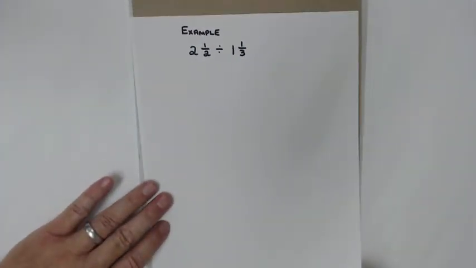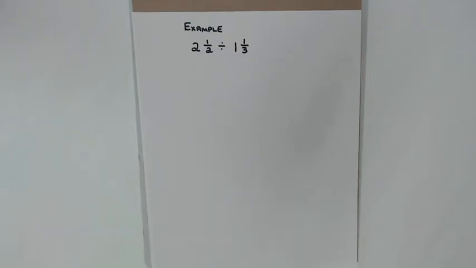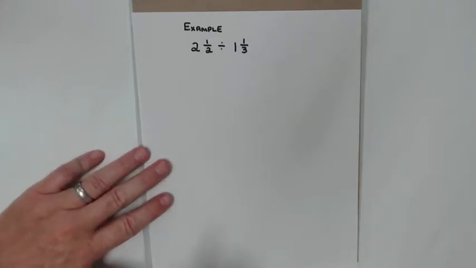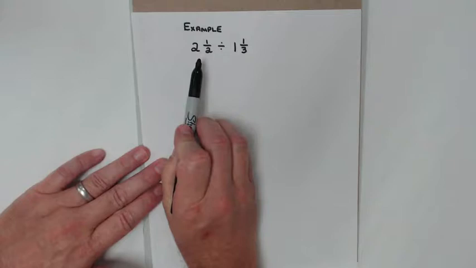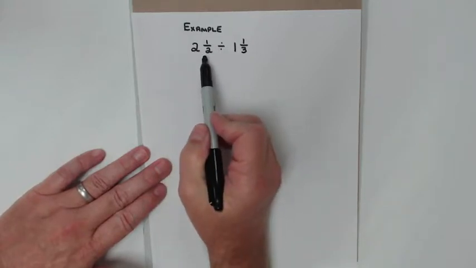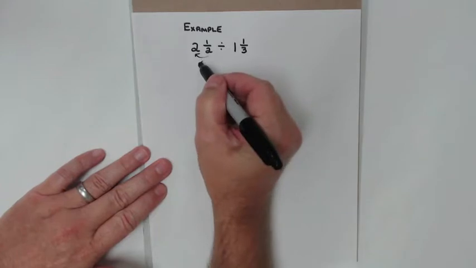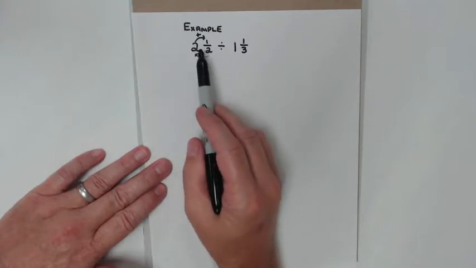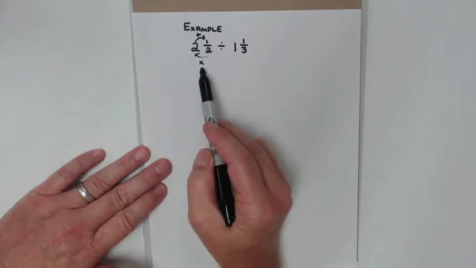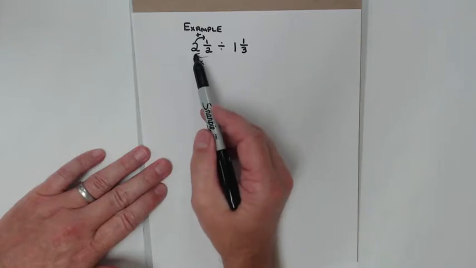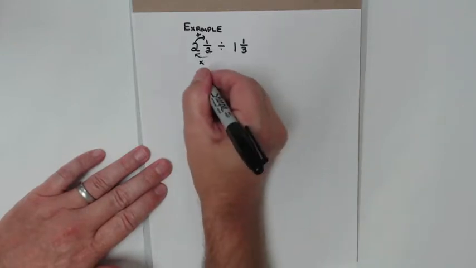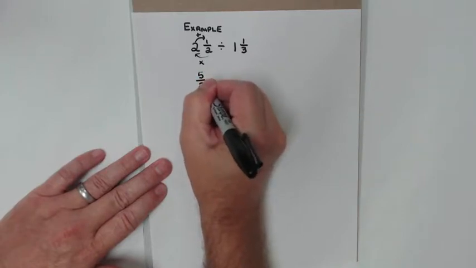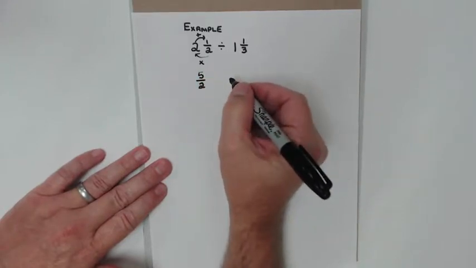So let's look at an example. We're going to take 2 1/2 and divide it by 1 1/3. The very first thing I need to do is change these mixed numbers into improper fractions. That process is multiply these two together and then add it to the top. And those elementary teachers call this process Texas because you add and multiply. So let's do that. 2 times 2 is 4 plus 1 is 5. I've got 5 halves. That's what 2 1/2 is as an improper fraction.